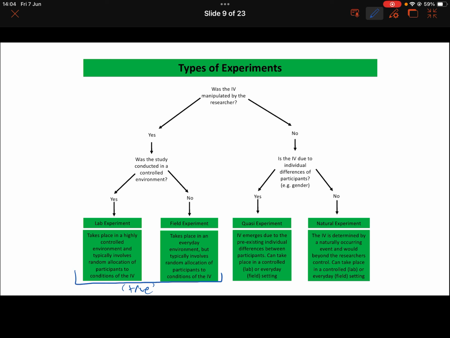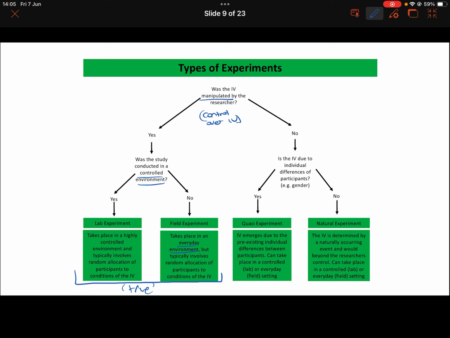So the first question you need to ask yourself, was the IV manipulated by the researcher, either allocating participants to one of two conditions or by allocating participants to all conditions? But the researcher has control over the IV. If the answer is yes, then we know it's a true experiment. So now what you need to ask yourself is where it was conducted. Was it in a controlled environment? If so, it's a laboratory experiment. If it wasn't, if it was conducted in an everyday environment, then we're looking at a field experiment.